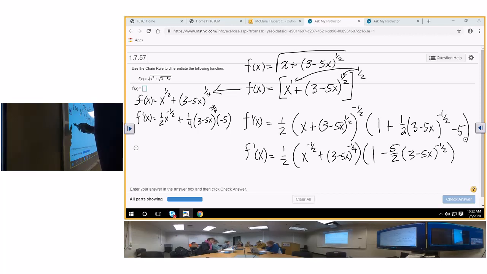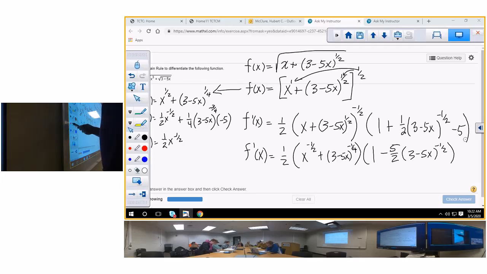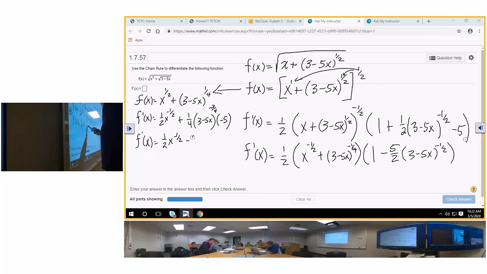And that's going to be f prime of x is equal to 1/2 x to the negative 1/2 plus, be a minus, sorry, minus 5/4 3 minus 5x to the negative 3/4.